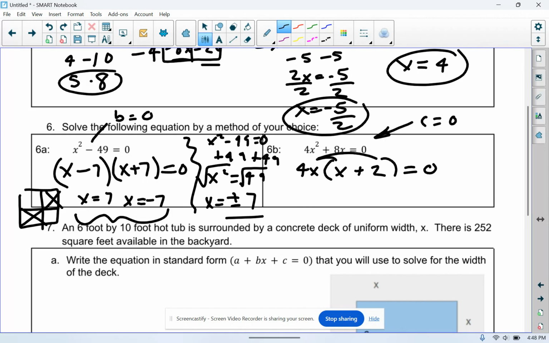Now that I have that, I know that for the second part, if x is negative 2, that makes it equal to 0. And here, if x is 0, that makes that part of the expression equal to 0. So my answers are just 0 and negative 2. But again, you can use any method, except for 6b, square roots won't really work.